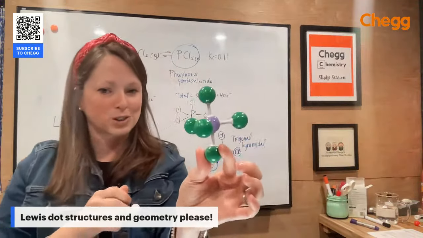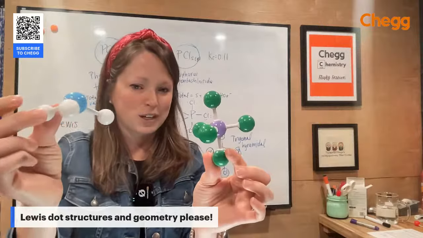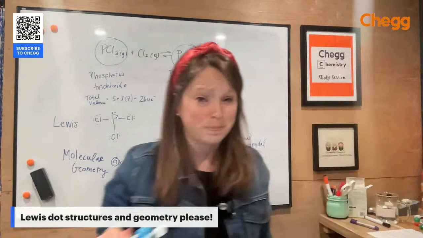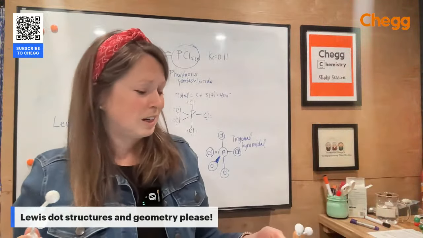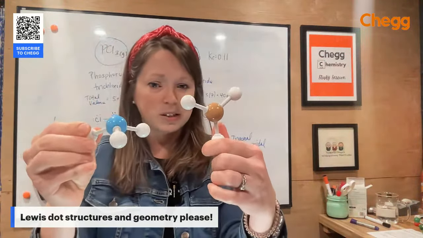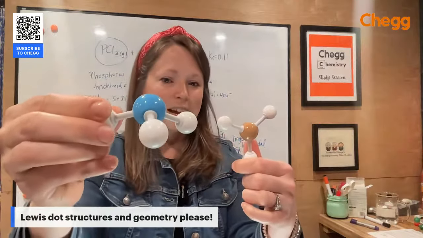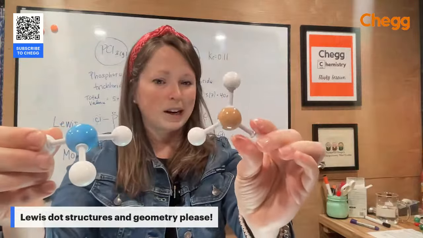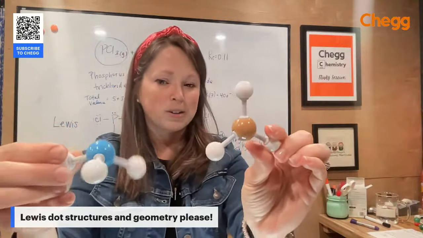So this would represent the phosphorus pentachloride versus phosphorus trichloride. And everyone wants to know, okay, what's the difference between trigonal pyramidal versus trigonal planar? This is the difference. If you look at this, you can see the tripod base versus the trigonal planar, where everything is within one plane. That is the difference: 3 bonds versus that lone pair.